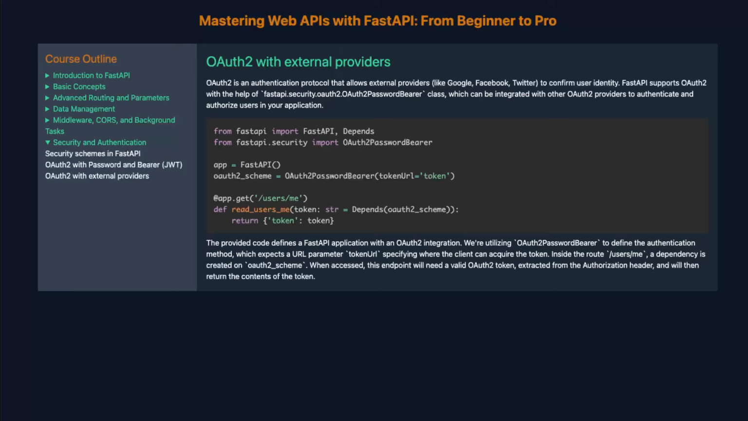Inside the route /users/me, a dependency is created on OAuth 2's scheme. When accessed, this endpoint will need a valid OAuth 2 token extracted from the authorization header and will then return the contents of the token.